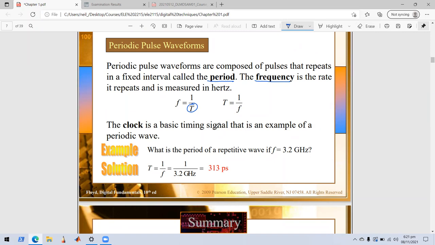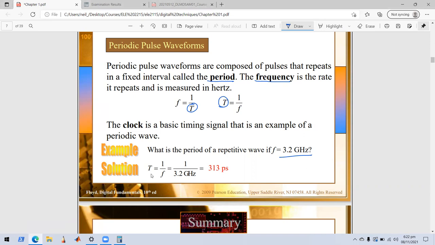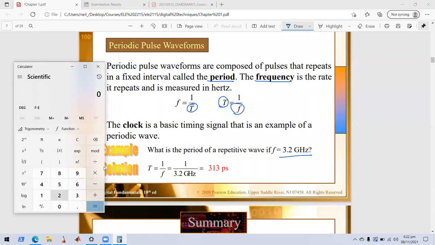Just for completeness' sake, let's work this little example they have here. What is the period of a repetitive wave if the frequency is 3.2 gigahertz? So we can take out our calculators. We know the formula. We want to find T. We were given F as 3.2 gigahertz, so we just plug in the values. Nothing difficult. T is equal to 1 divided by 3.2 gigahertz, and of course, we want it in its base units, in hertz.